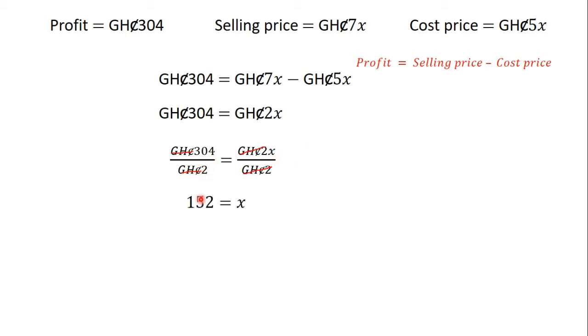304 divided by 2 will give us 152. It means that 152 is equal to x, or x is equal to 152. When we started, we said x is the number of watermelons in the bag, and we have found out that x is equal to 152. It means that there are 152 watermelons in the bag.